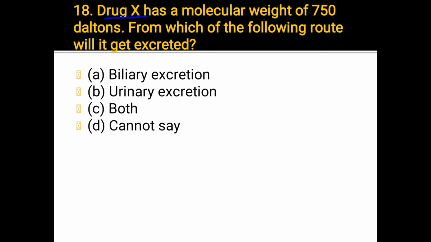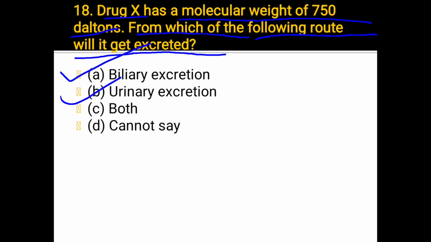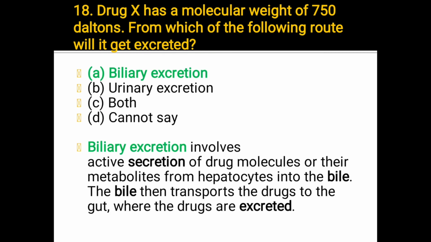Drug X has a molecular weight of 750 daltons. From which of the following routes will it get excreted? A biliary excretion, B urinary excretion, C both, that is biliary excretion or urinary excretion, or D cannot say. Which one answer? The answer is A, biliary excretion.